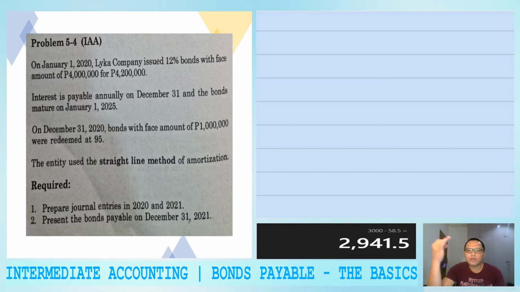Wait. 21, 22, 23, 24, 25. 5 years. Exclude the first year, include the last year. That is how we count the terms. Di ba? On the same bonds with face amount of redeemed at 95. So meaning, redemption is the same with retirement. No? Binayaran mo. Kinuha na yung bonds or meaning yung holder ng bond certificate is present na sa'yo. Sige, bayaran mo na ako. That is redemption. So, let's make the entry.